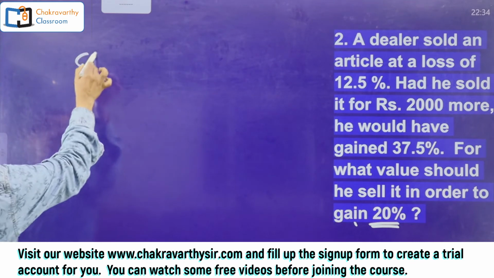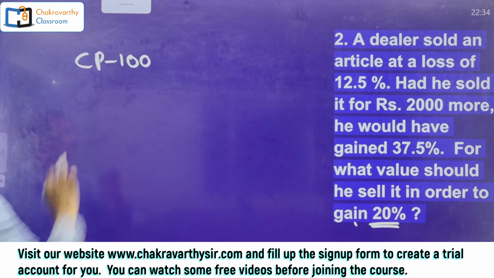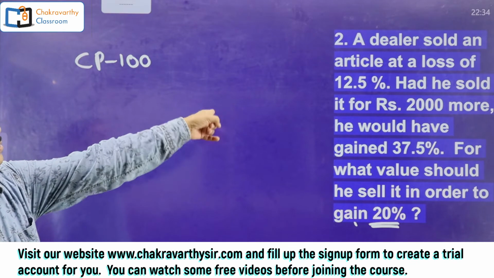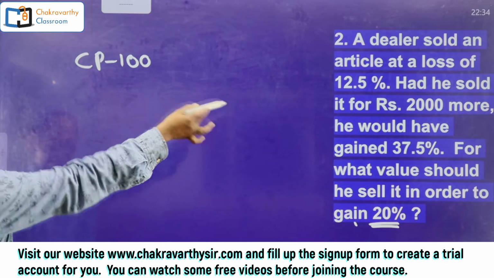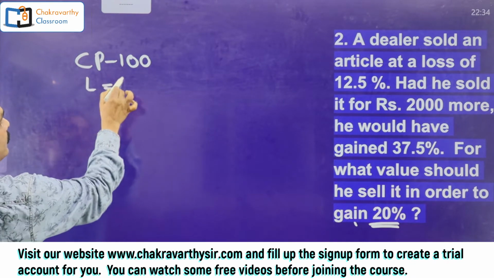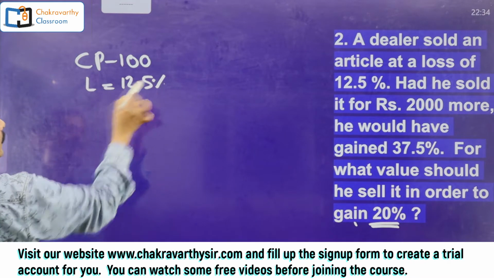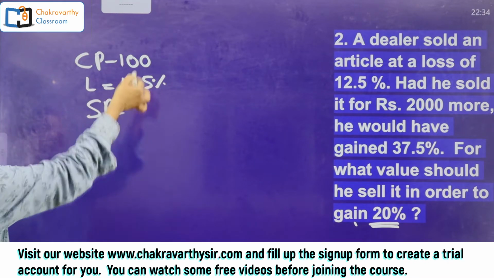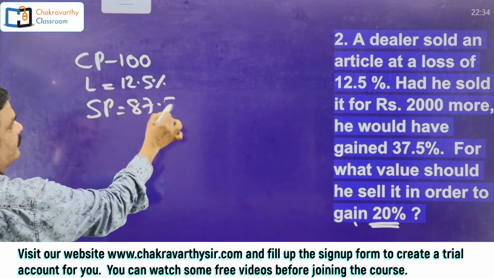First, I'm taking the cost price as 100. Okay, then he sold it at a loss of 12.5%. Loss is 12.5%. Obviously, selling price is 100 minus 12.5, 87.5.